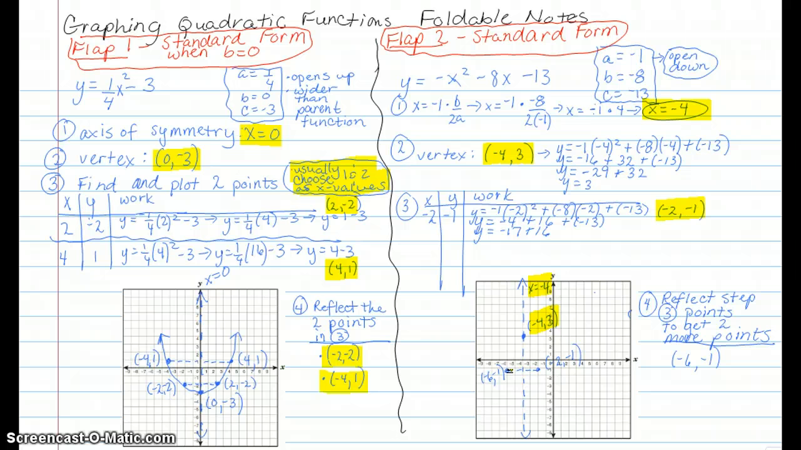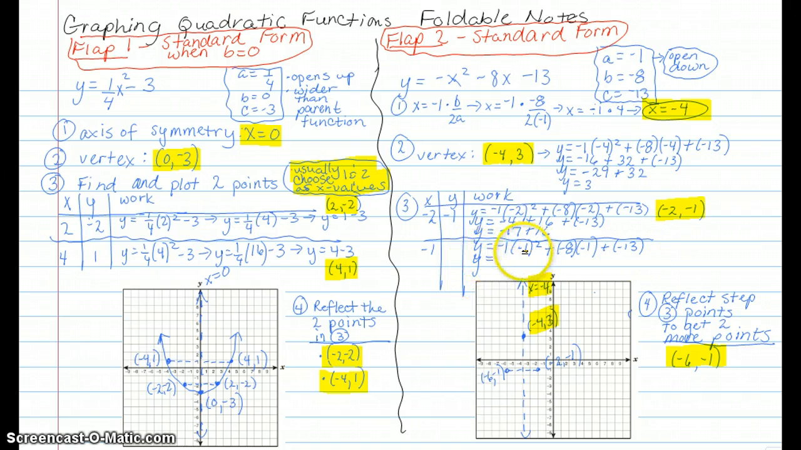Okay, so here's where we are. We've got this point, negative 6, negative 1. We've got negative 2, negative 1, so we're up to 3 points. Now going back to step 3, we are going to use negative 1, and that's going to be y equals negative 1, just substituting it in, times negative 1 squared. I'm going to change subtraction to addition, and then 8 goes to negative 8 times negative 1. This is just to make sure I don't make signing errors. Then it's going to be plus a negative 13. I'm using the additive inverse.